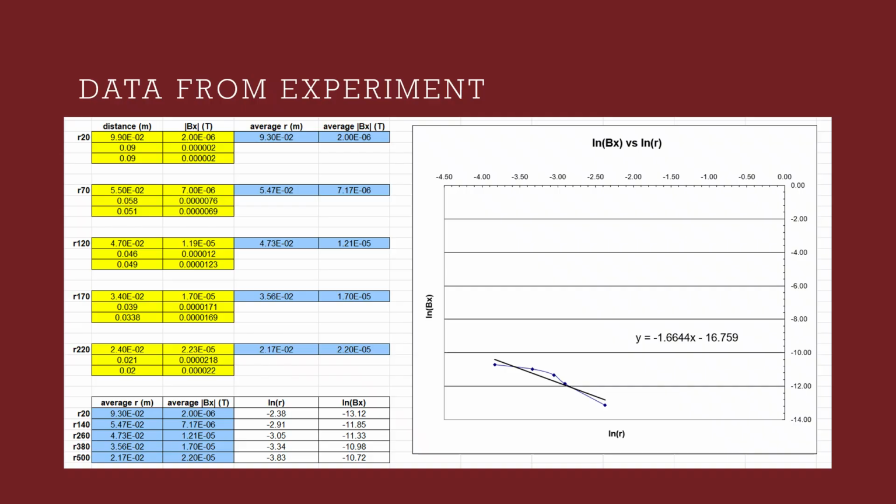Now here's the actual data from the experiment. For each trial, we ran 3 different experiments and averaged them out over the course. And as you can see to the right here, here's what our graph looked like. Our slope was negative 1.6644, and the y-intercept is negative 16.759. This is used on the next slide to do our calculations.